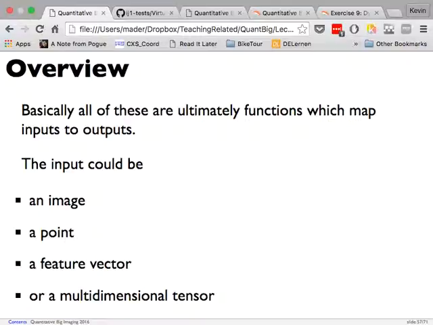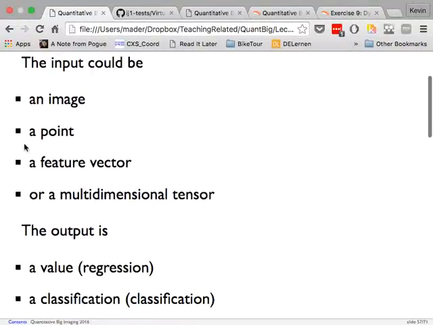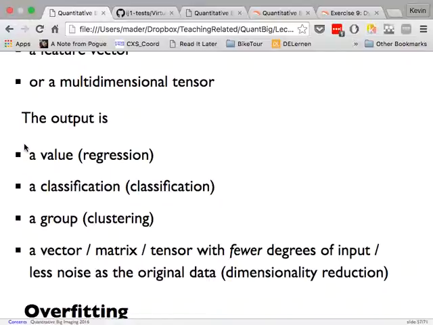And so your input could be an image, a point, a feature vector, a multi-dimensional tensor, whatever falls along that. And the output, if it's a value, then you're doing regression. If it's a classification or a category, then you're doing classification. If it's a group, then you're doing clustering. And so those are similar. The group is more where it's not necessarily predefined before, and the classification then is. And so in a classification, you want to make sure it has the right one. In a group, you're more interested that things that are similar fall into the same group.